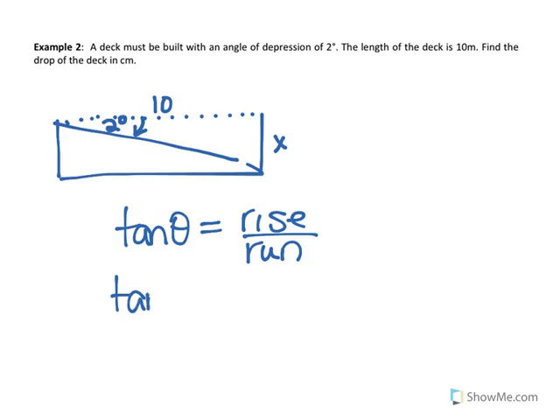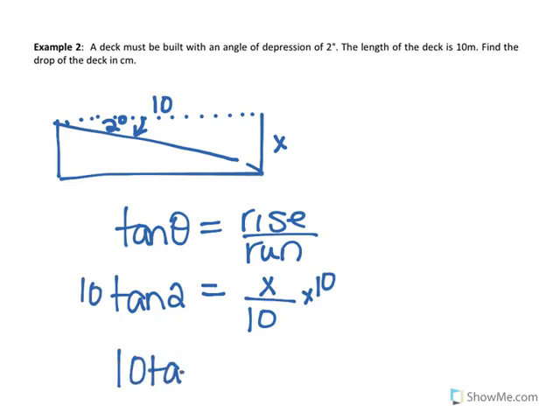So we're going to go tan of 2 degrees is equal to x over 10. When x is on the top, you multiply, so we're going to multiply both sides by 10. So we have 10 times tan 2 is equal to x. So pause the video and try typing this into your calculator. And you should get 0.35.